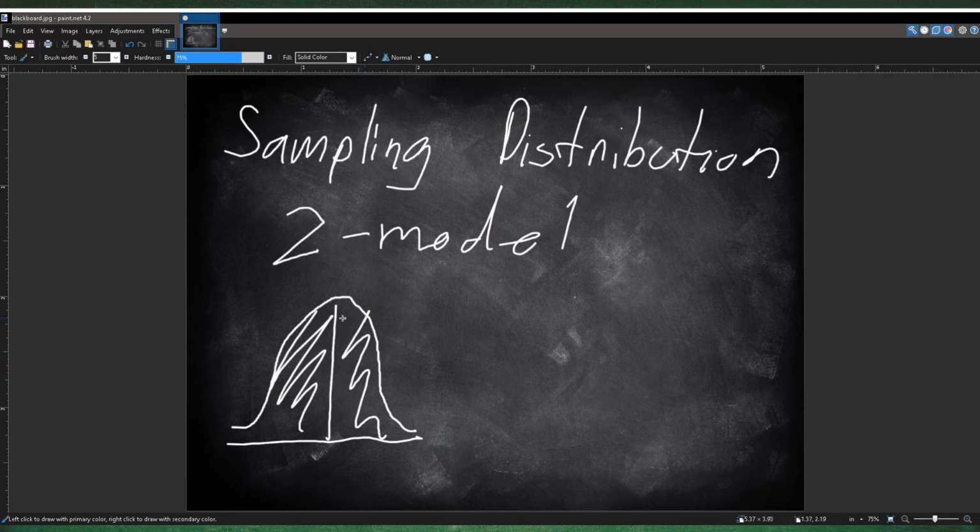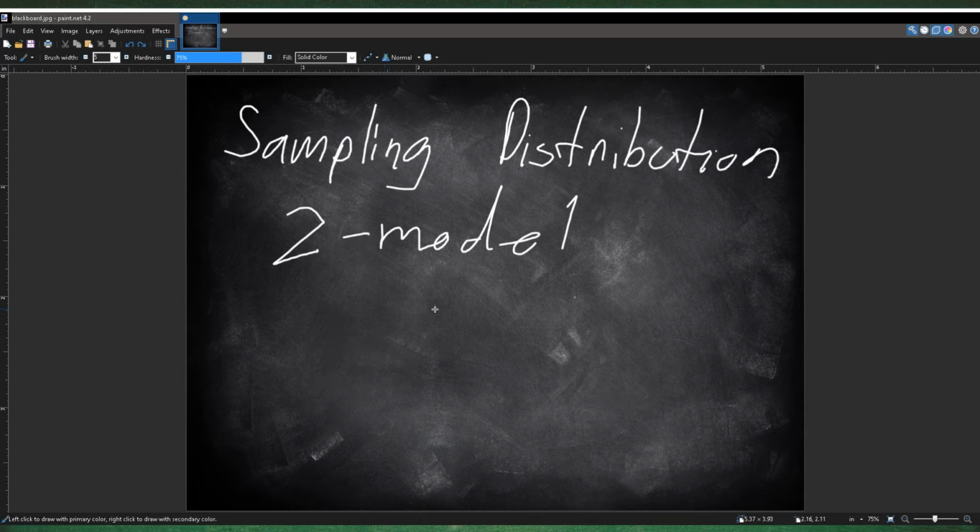Where it's centered is called the mean, and then you're going to have standard deviations right here. Let's just draw this again. Sorry about that.